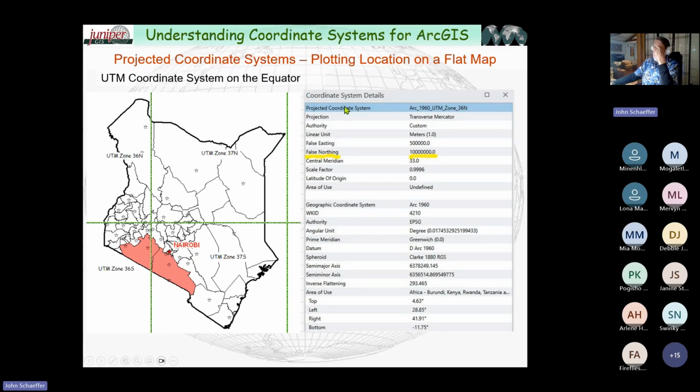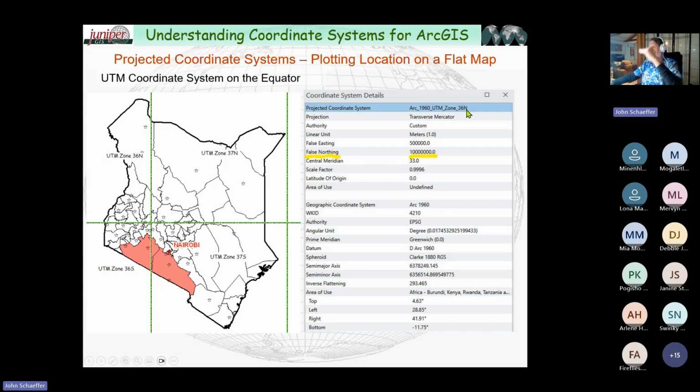The projected coordinate system was ARC 1960 UTM zone 36 north. So I got this data almost 20 years ago. So they may be using something a little newer now, but this is what they're working with. Projection transverse Mercator, linear unit meters, false easting 500,000, that's standard for UTM. False northing 10 million.